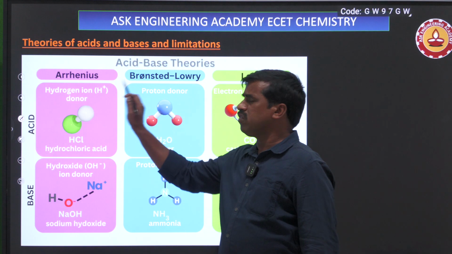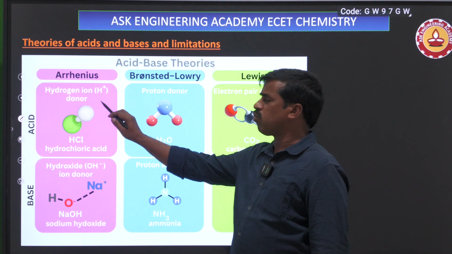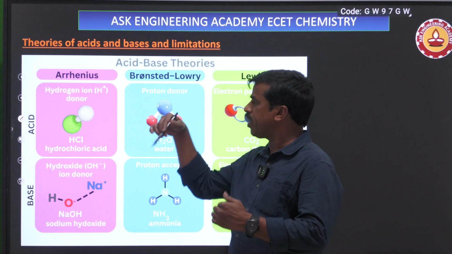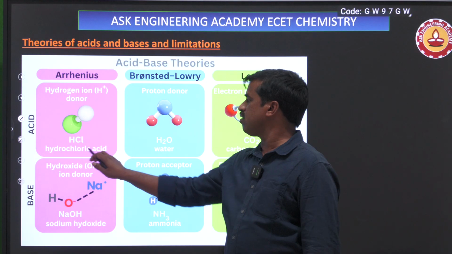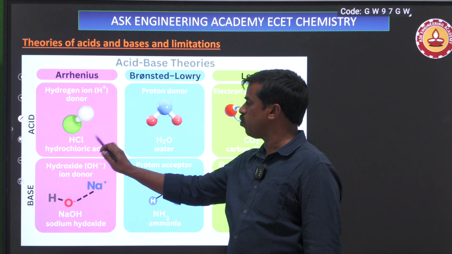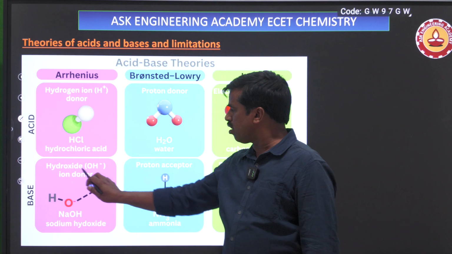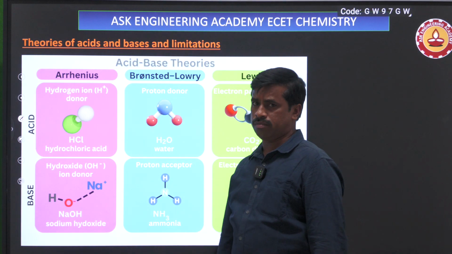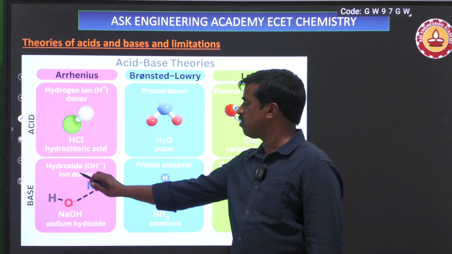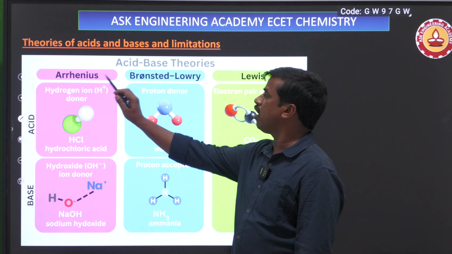According to Arrhenius, hydrogen ion H plus donor: whatever substance donates H plus is treated as an acid. HCl, hydrochloric acid, belongs to acids, as an example. Hydroxide, OH minus ion donor, is said to be a base according to Arrhenius.